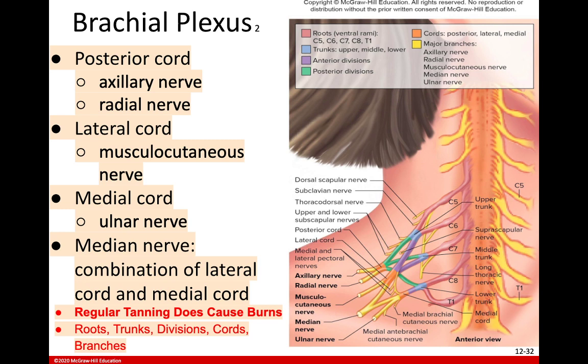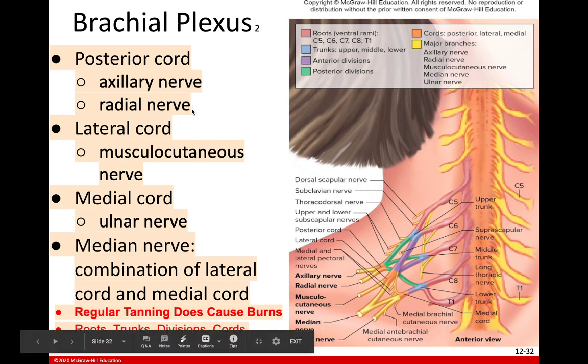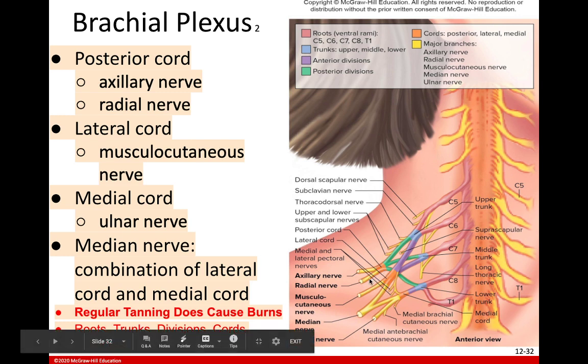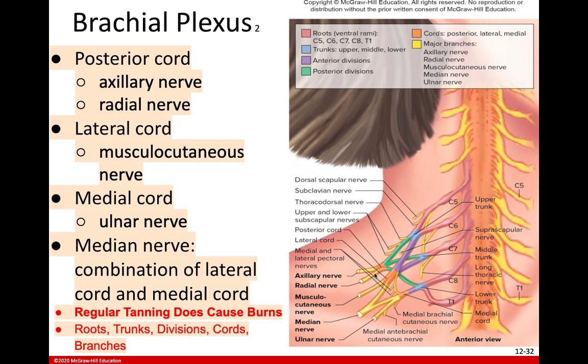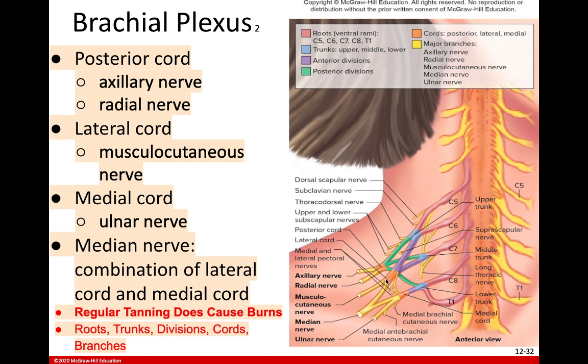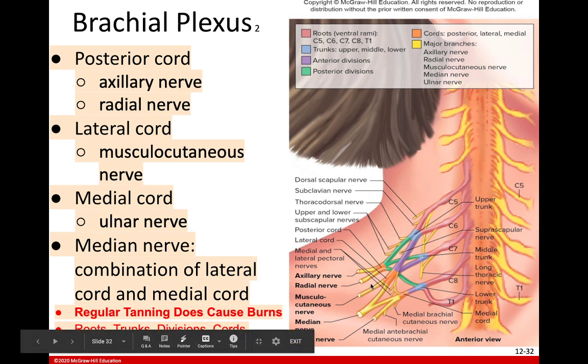Okay, so when we get down to what we're looking at here, we're going to look at the cords and the branches, which are the nerves off of those cords. So the posterior cord gives rise to the axillary nerve and the radial nerve. So here is our posterior cord, and it's giving rise to the first two. If we're looking superior to inferior, it's giving rise to the first two nerves from that brachial plexus, the axillary and the radial. And then the next cord is the lateral cord. The lateral cord is this one, and it is giving rise to the musculocutaneous nerve.